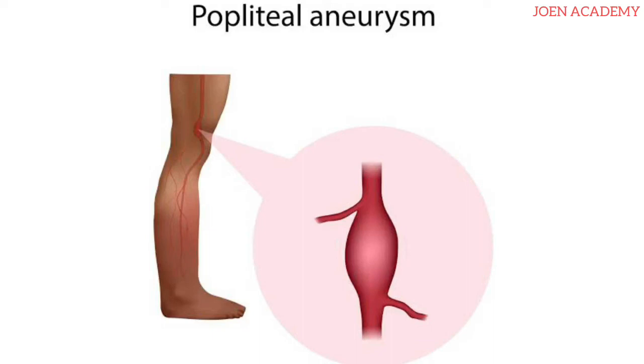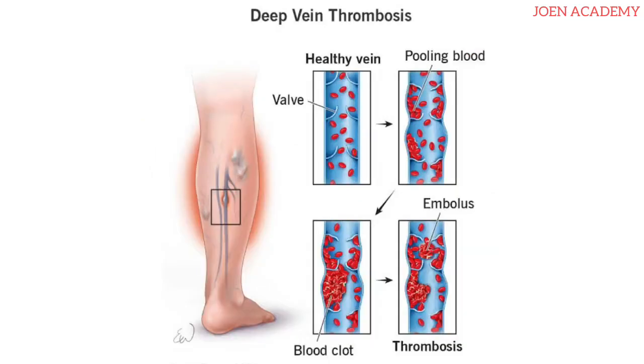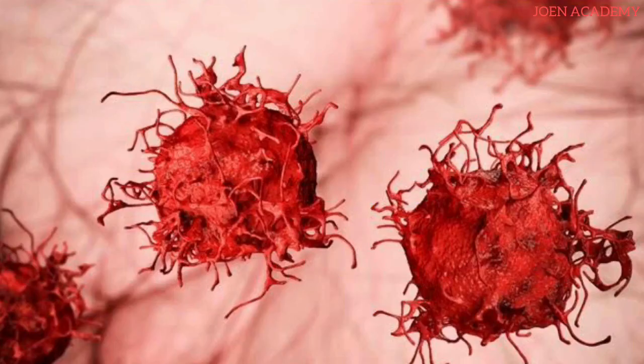Aneurysm of the popliteal artery can be detected by a well-seen palpable pulsation in the popliteal fossa. Other causes of popliteal mass, although they are not so common, are deep vein thrombosis, adventitial cyst of the popliteal artery, and various neoplasms such as rhabdomyosarcoma.